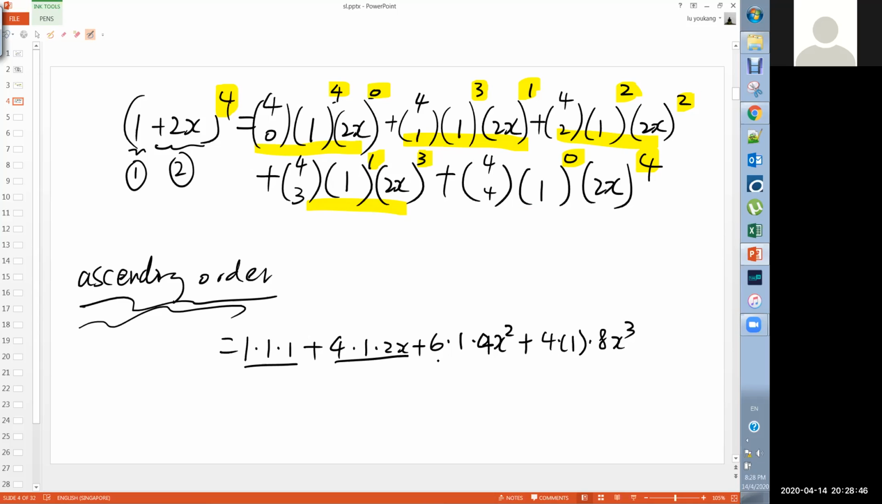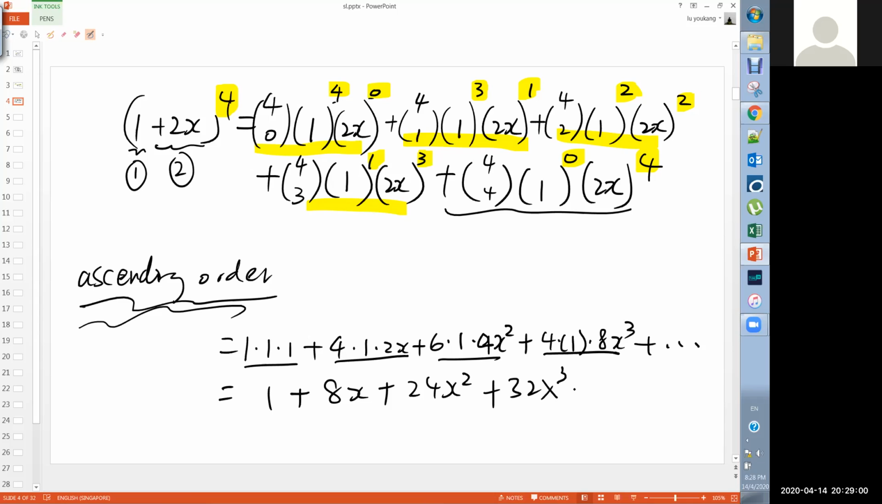1, 2, 3, 4. So that means the terms behind here, ignore. Dot, dot, dot. So 4 times 2, 8x. 6 times 4, 24x squared. 4 times 8, 32, x to the power 3, plus dot, dot, dot. So these are the 4 terms. So that means I answered the question already. They want the first 4 terms in ascending order.